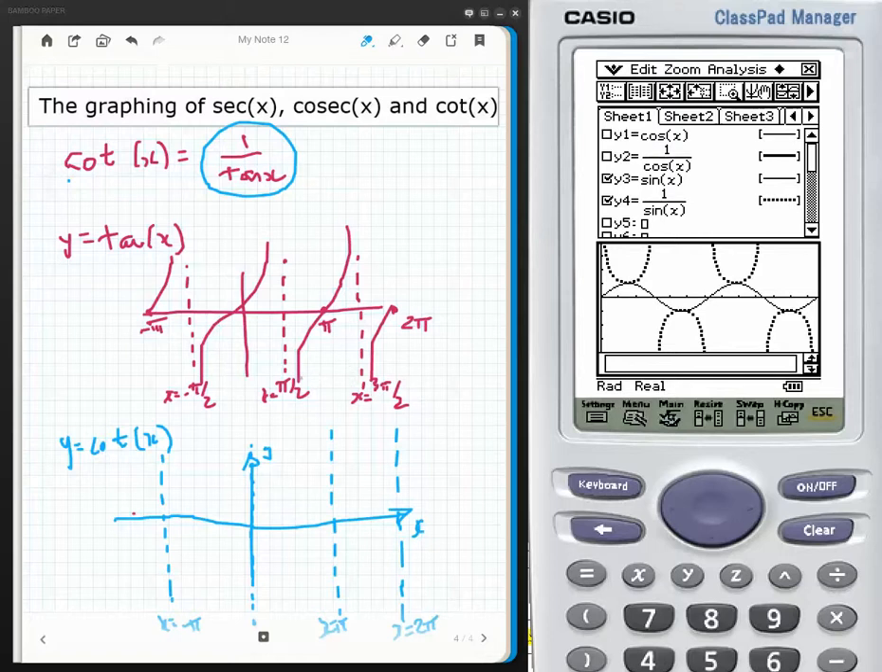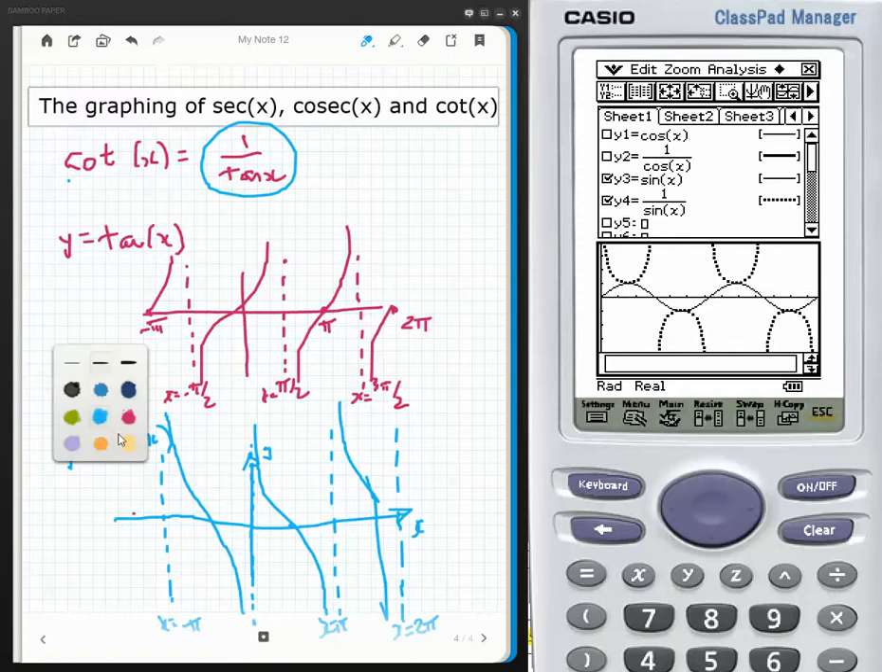Remembering it's the inverse. At pi on 2, I'm going to have a 0. These are negative, whereas these are positive. So this is what my curve's going to be like. Okay, let's check it on the calculator.